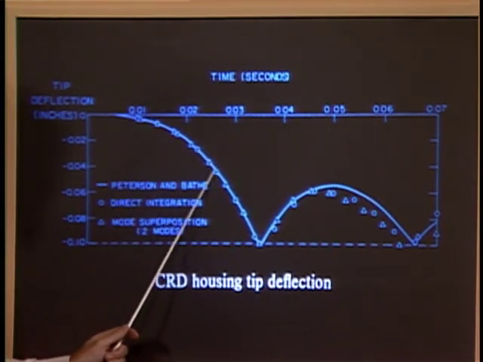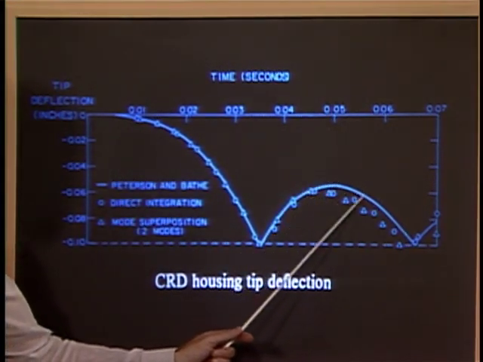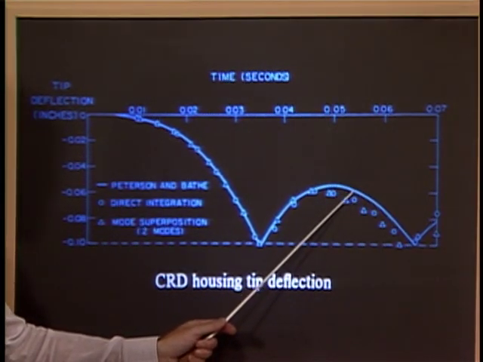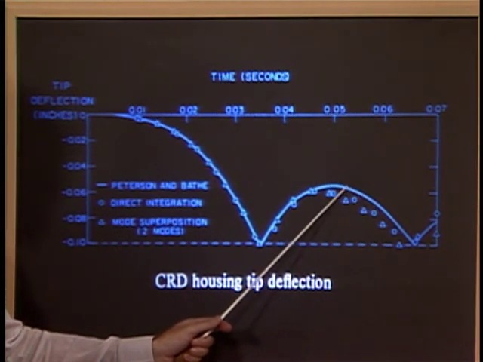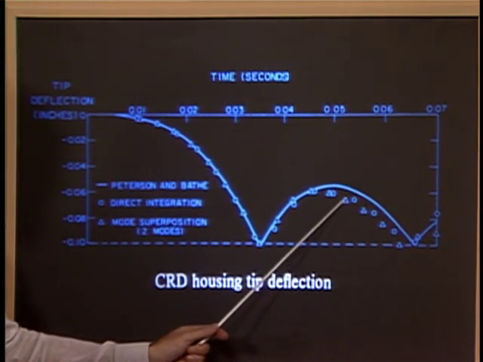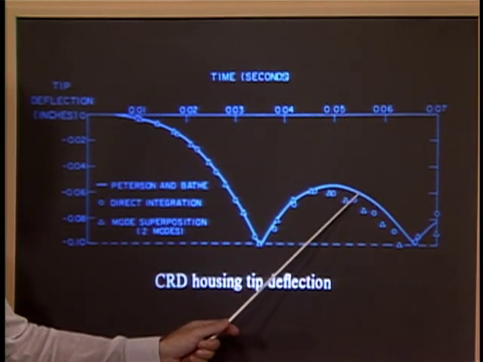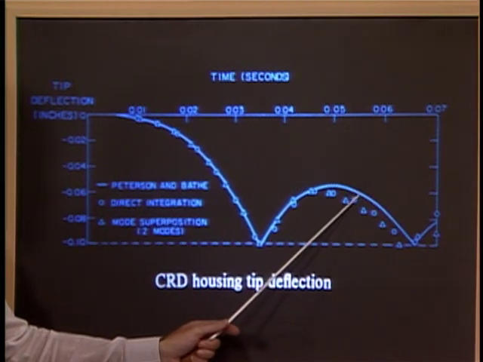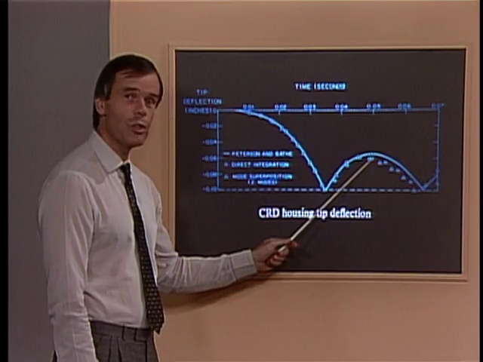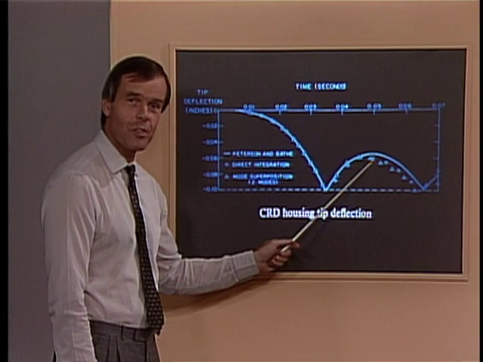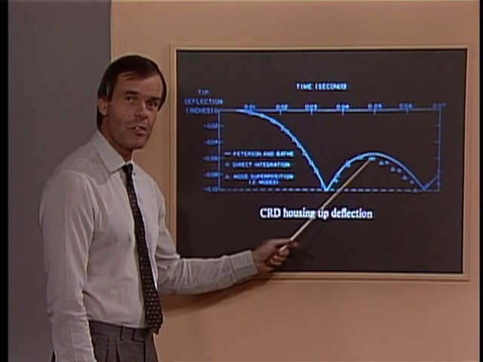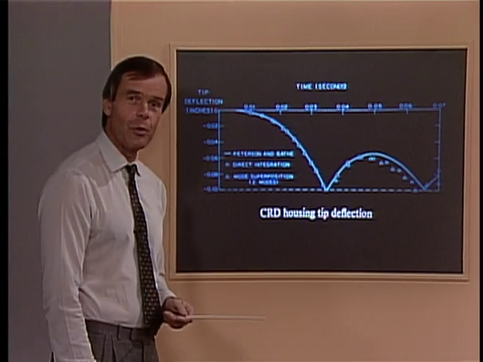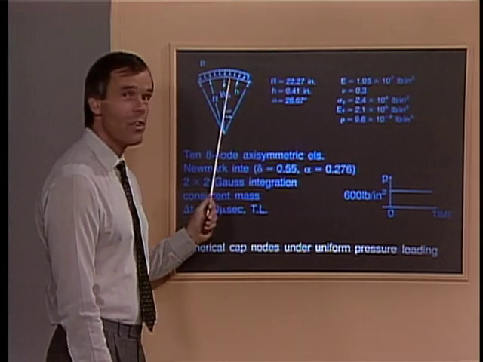Here you see the comparison of the results obtained. Notice there is a difference here between the solution that Peterson and myself reported earlier, and the solution that we generated now, but that difference is due to the fact that Peterson and myself used at that time a different solution scheme. The response solution that we obtained with the mode superposition analysis is very close to the response solution that we calculated using direct integration.